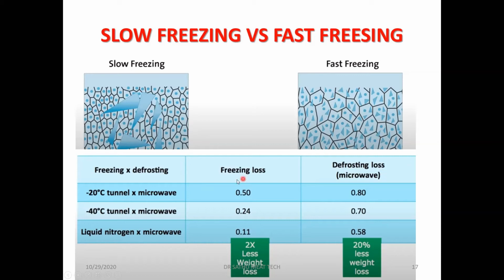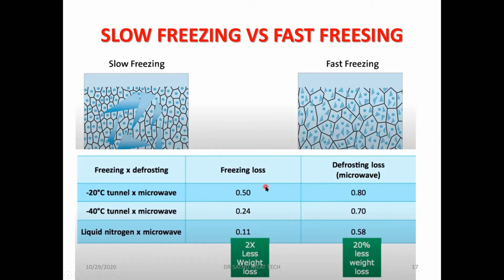Again, you can see here the freezing loss in the case of -20, -40, and -19. Liquid nitrogen is -196. So you can see the freezing loss at -20 is 0.5, 0.24, and 0.11. Defrosting loss you can see is 0.8, 0.7, and 0.8. So as we go to lower and lower temperature, or in the case of quick freezing, the freezing losses will be less, and the defrosting loss or thawing loss will be less, because there is not much destruction of the cell wall.